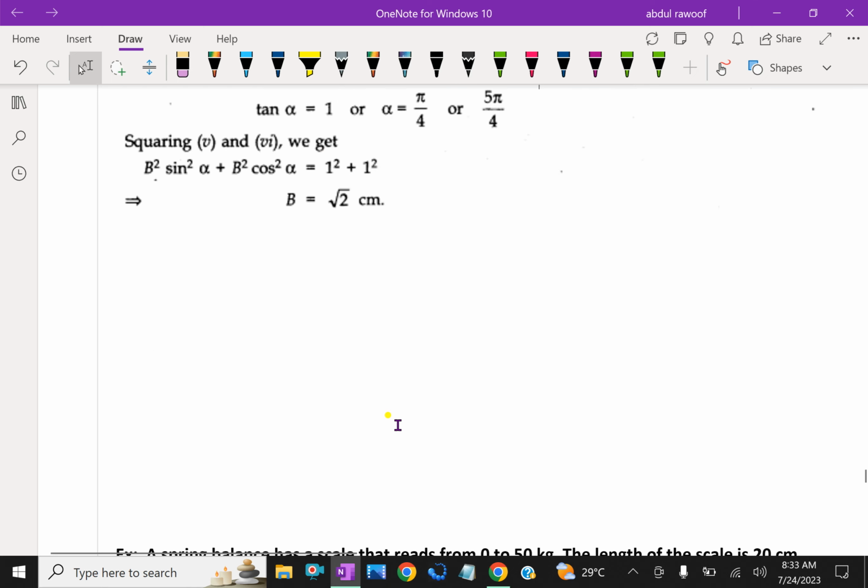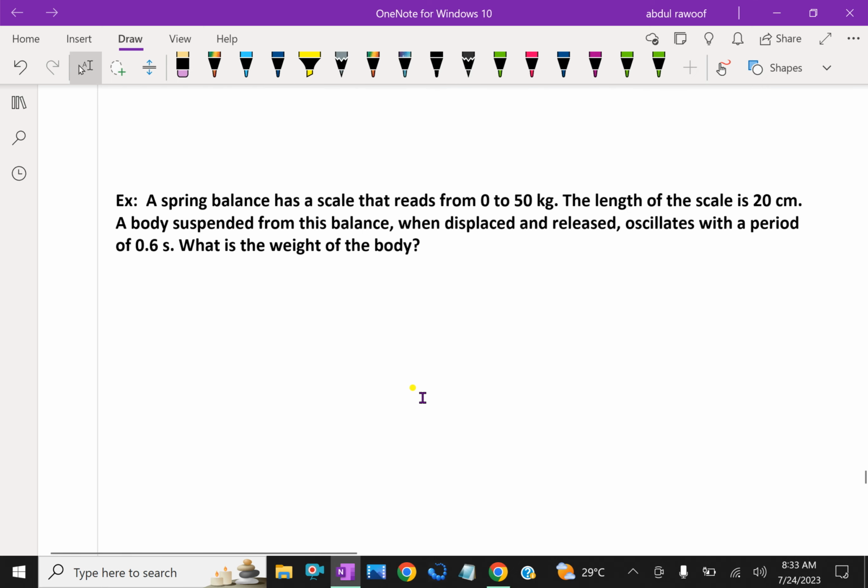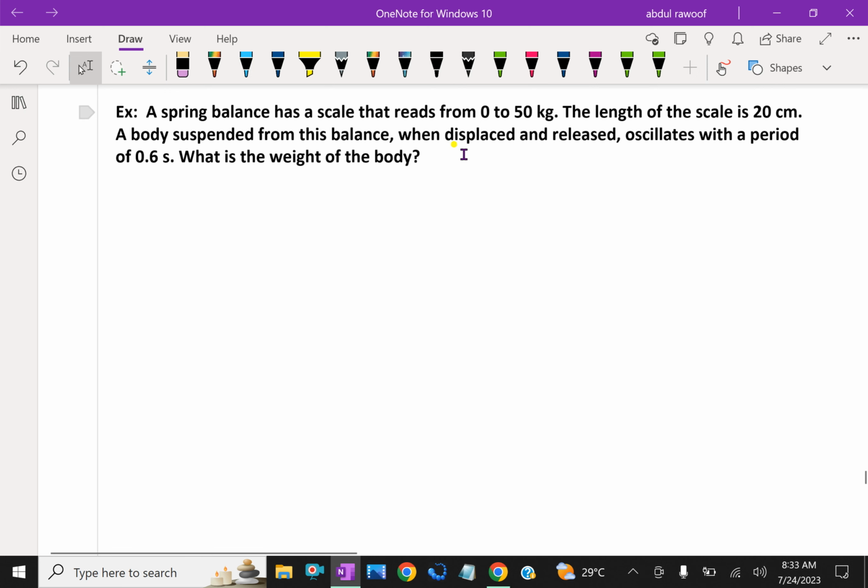So, we got the next question. A spring balance has a scale that reads from 0 to 50 kg. The length of the scale is 20 centimeter. The body is suspended from this balance, and when displaced and released, oscillates with a period of 0.6 seconds. What is the weight of the body? Look at here. Here, the mass of the body suspended is 50 kg. That means the scale reads from 0 to 50. Therefore, mass is 50. It can withstand.